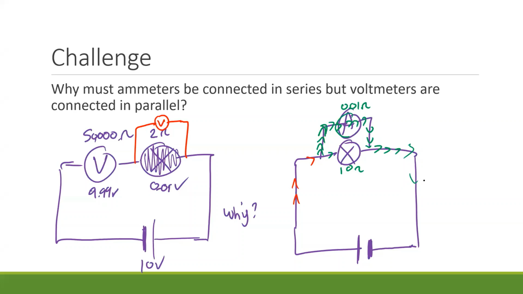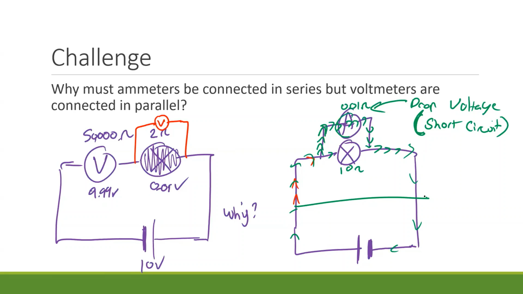And here's the problem, right? That current is then going to go back to the battery. There are now no more places for that current to drop its voltage. So it's going to drop its voltage here. What you've done is you've actually created a short circuit. You've created a path of very, very, very low resistance. Effectively, what you've done is this to the circuit. Because you've done that to the circuit, all of the voltage is going to get dropped through the amp meter.